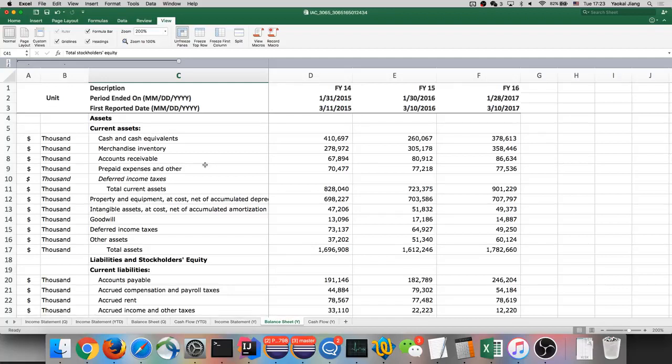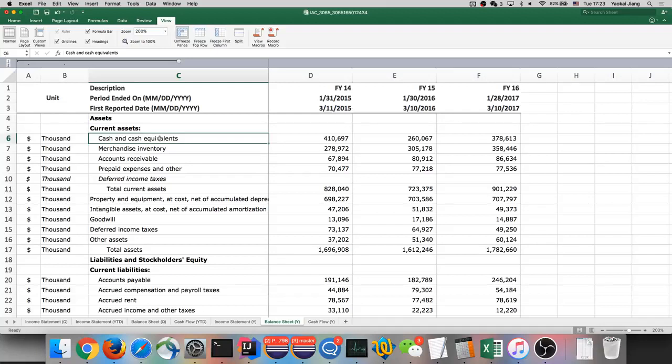The balance sheet is split into two. You've got assets and liabilities. Assets are the things that you are entitled to, that you own in a sense. Liabilities are the things that you owe to others. Right, so cash and cash equivalents, you can just think of it as cash.